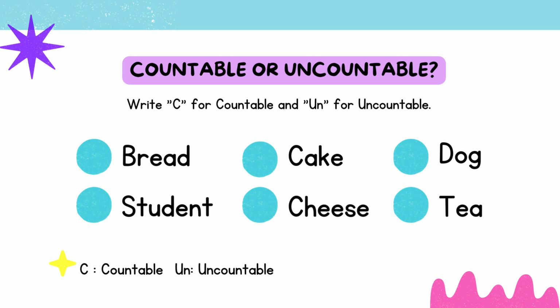Countable or uncountable? Write C for countable and UN for uncountable. Bread, cake, dog, student, cheese, tea. C, countable. Uncountable.